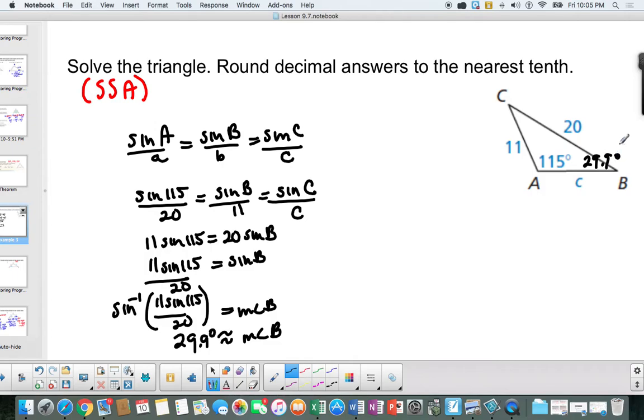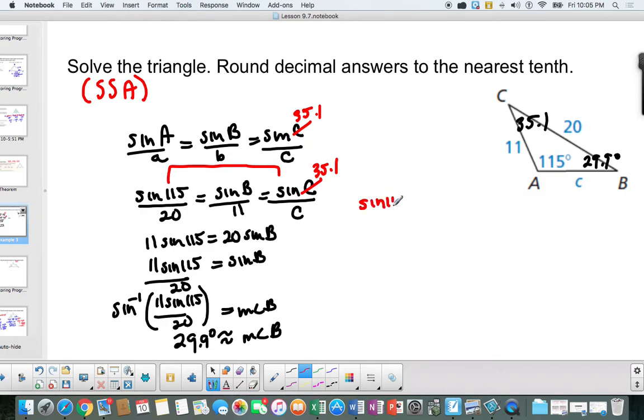Now I'm going to subtract from 180 those two angles that I am looking at. And when I do that, this angle C is going to be 35.1. So now this angle C is 35.1. And now I'm going to use these two to help me find C.